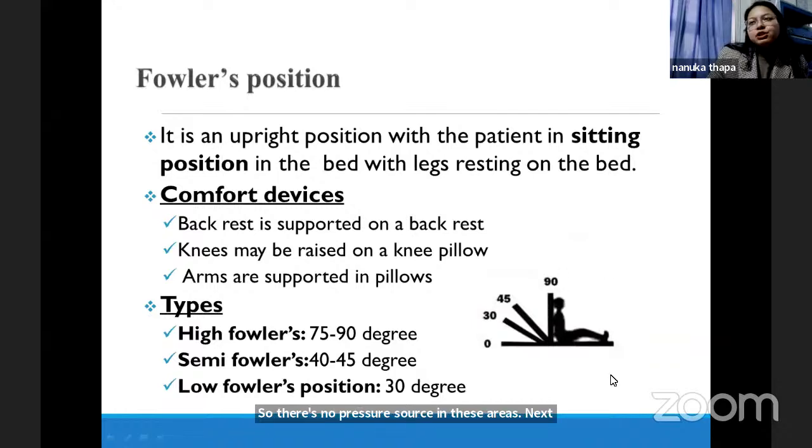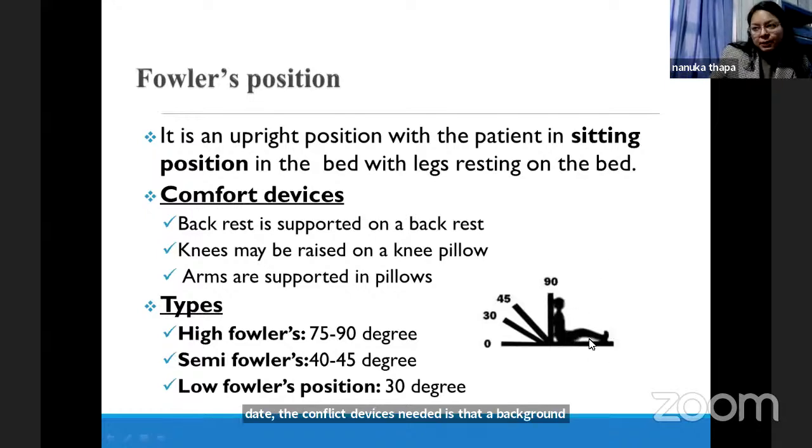It's an upright position with the patient in sitting position in the bed with legs resting on the bed. So the legs are in the bed. So there are different types of Fowler's position. We can see now the lower Fowler's position is at 30 degrees. The semi-Fowler's is 40 to 45, and the high Fowler's is 75 to 90 degrees, as we can see in this diagram.